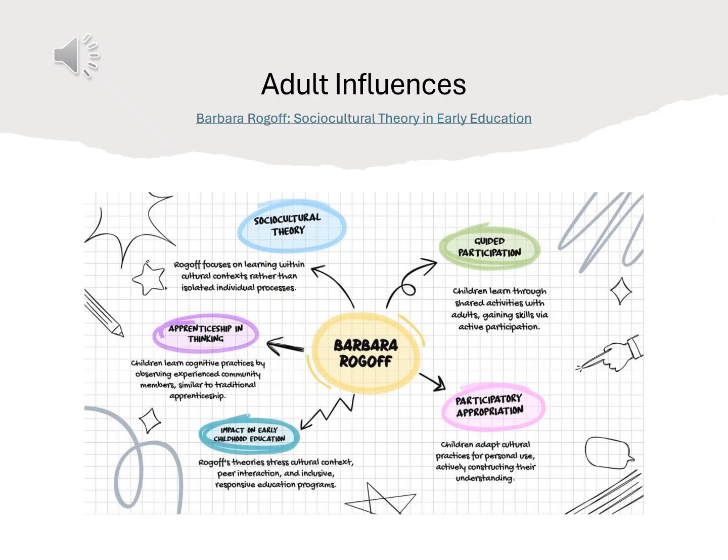Vygotsky believed that children's development is best understood by examining their relationships with others in the context of the culture that they live in. And Barbara Rogoff also thought that as well. So you can see where it says Rogoff focuses on learning within cultural contexts rather than isolated individual processes. Basically she's saying you cannot understand a child's development if you take them out of their cultural context. It won't really make sense.